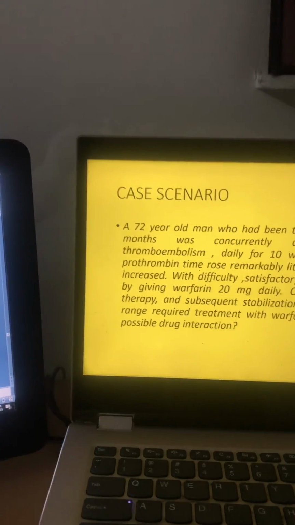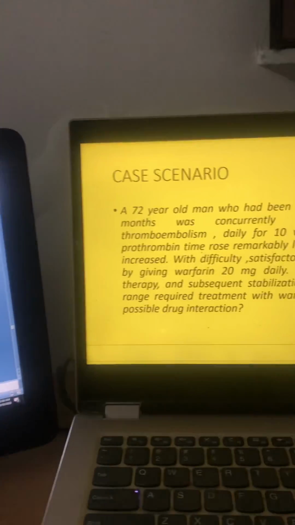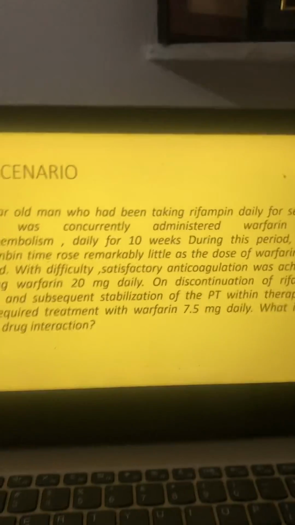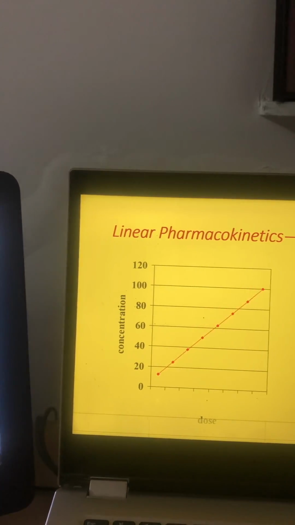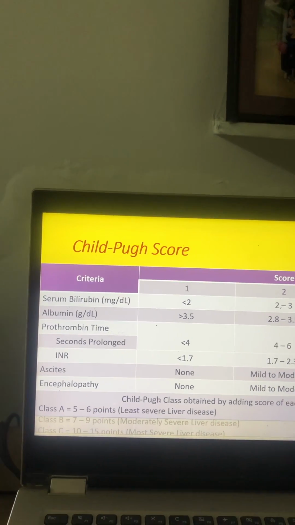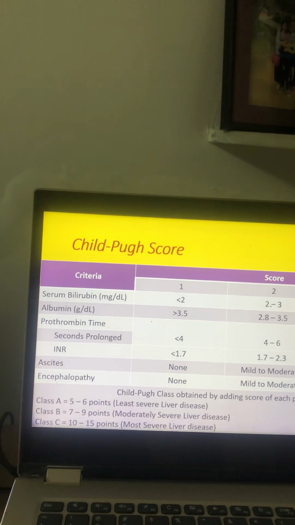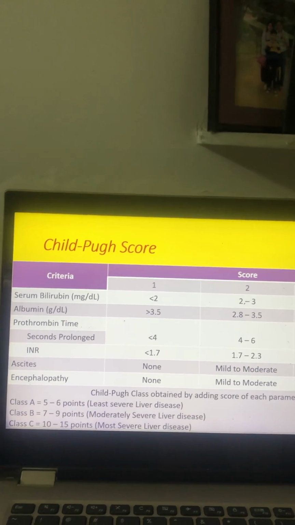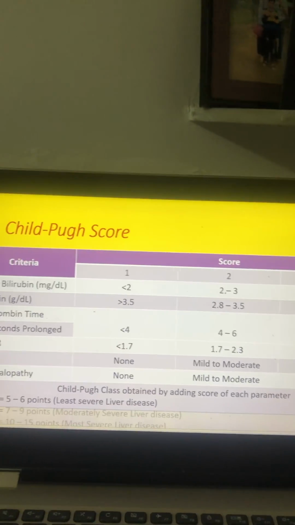This is a Child-Pugh score, determining the severity of liver damage based on serum bilirubin, albumin, prothrombin time, INR, ascites, and encephalopathy. This is a scoring: class A, 5 to 6 points, least severe disease; class B, 7 to 9 points, moderately severe liver disease; and class C, 10 to 15 points, more severe liver disease.